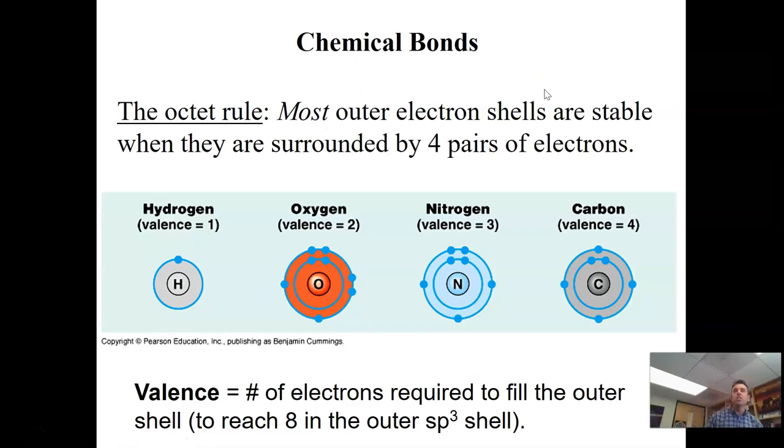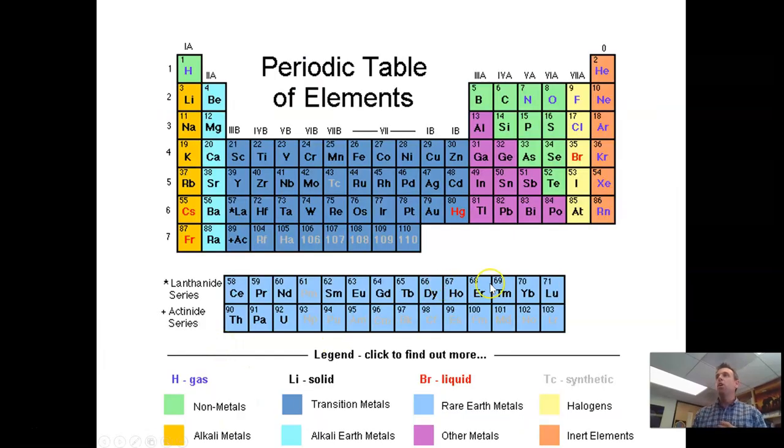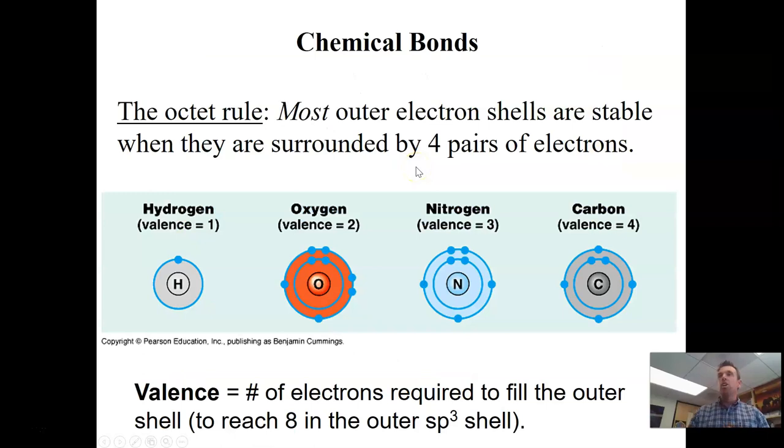All right, so let's get back to the octet rule. Those outer shells are most stable when they're surrounded by pairs of electrons, when they're full, essentially. At least when we're back to our biologically relevant atoms here, which all have 8 in the outer shell, those outer shells are going to be most stable when the outer shell is full with 8 electrons. And so valence basically is the number of electrons required to get to full.